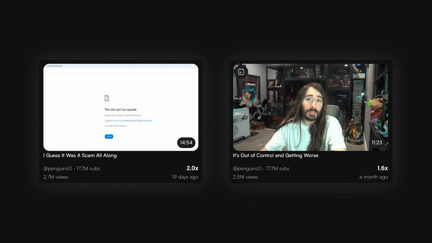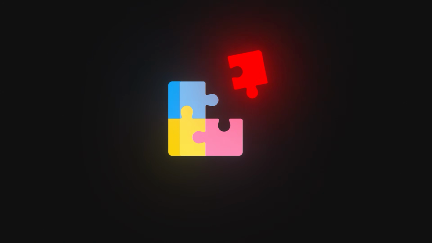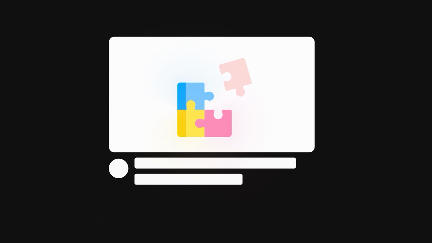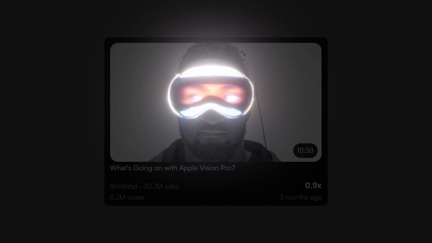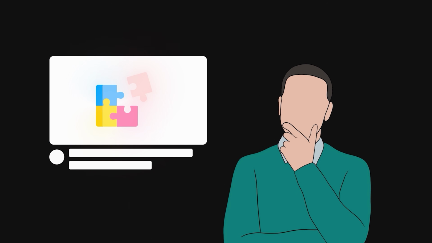Both of these videos are about something alarming. It's about a scam and something out of control and getting worse. So therefore it feels important. You see, this tactic typically only works when you make that missing puzzle piece feel important. Here's what it looks like when the missing puzzle piece doesn't feel important. Unless you already care about the Apple Vision Pro, this video won't get you very intrigued. Generally though, always look for how you can get viewers to instantly recognize that there's something missing.